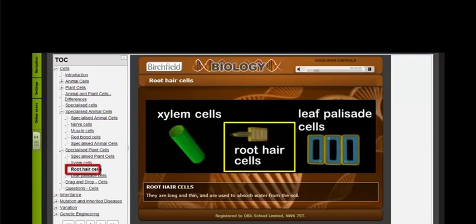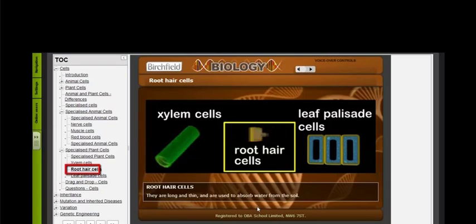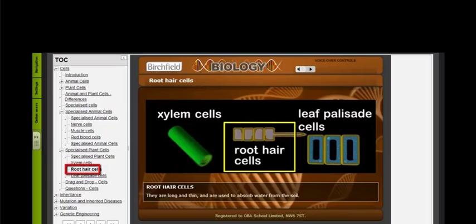Root hair cells are long and thin, which helps them exist together on the roots and also absorb water from the soil and take it to the roots, and then the root will take the water to the stem.